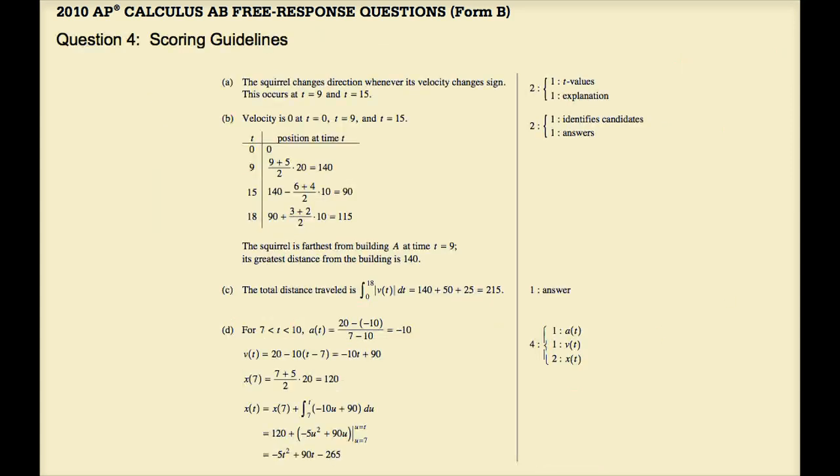Here are the scoring guidelines for that question. For letter A, 1 point for the t values, 9 and 15, and 1 for the explanation. For letter B, 1 point for identifying the candidates, 0, 9, 15, and 18, at which the squirrel could have been farthest from the building, and 1 point for the correct answers. For letter C, 1 point for the answer. For letter D, 1 point each for a of t, v of t, and x of t.